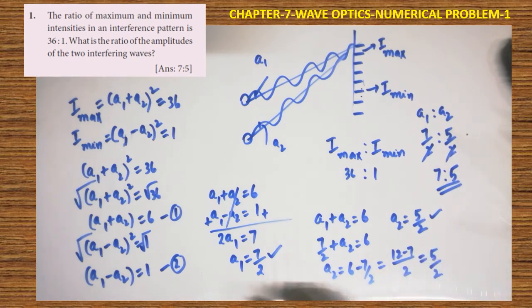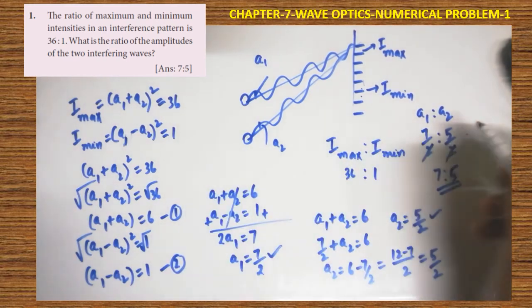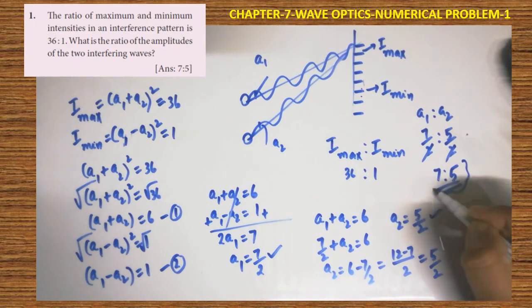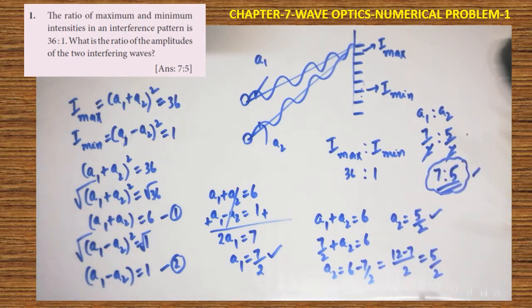So what is the final answer? A1 is to A2, its ratio is how much? 7 is to 5. Are you clear? Note down. This is the answer. Make a note. Okay.